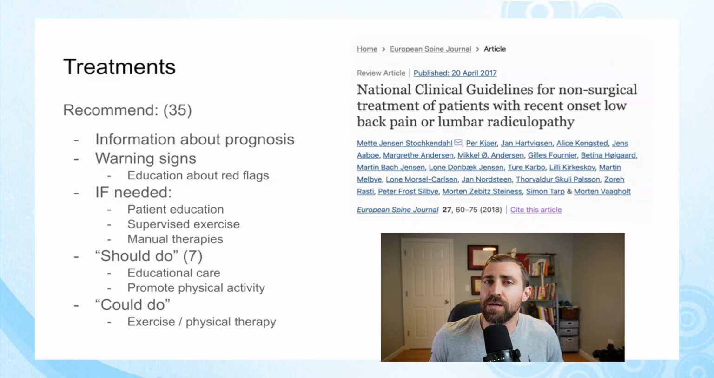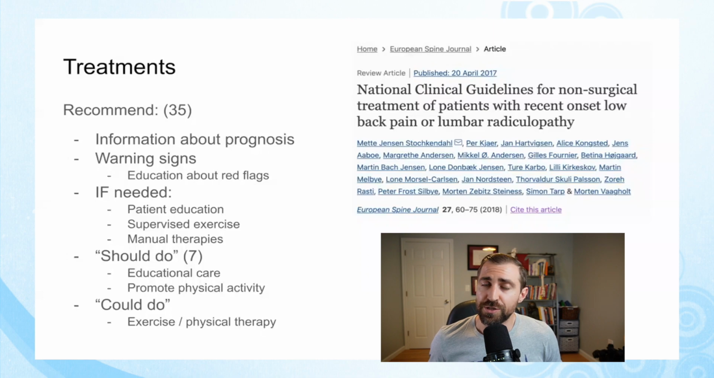So the first thing they recommend is going to be some information about prognosis. We spoke about this earlier, but a lot of folks are going to get better very quickly without doing much of anything. And it's probably good to stay active while you're doing this. Like we said before, movement is good for nerves. Let's tell people to keep moving and just let them know it usually resolves on its own.